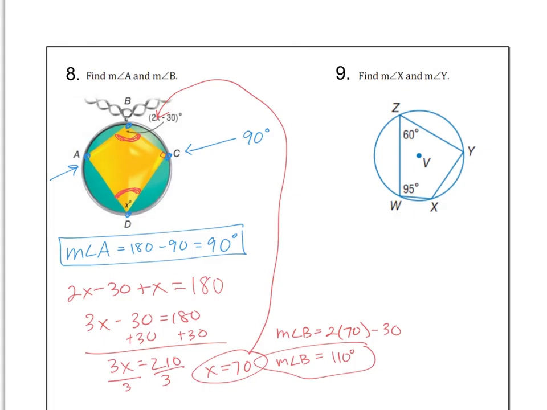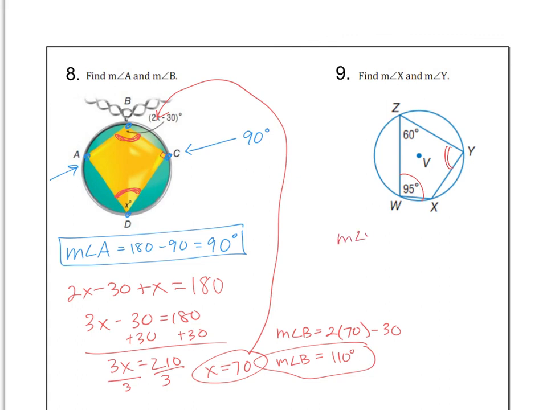Go ahead and pause the video and try number 9. So again, we have a quadrilateral WXYZ, and it is inscribed in the circle. So opposite angles are supplementary. So W and Y should add up to 180.